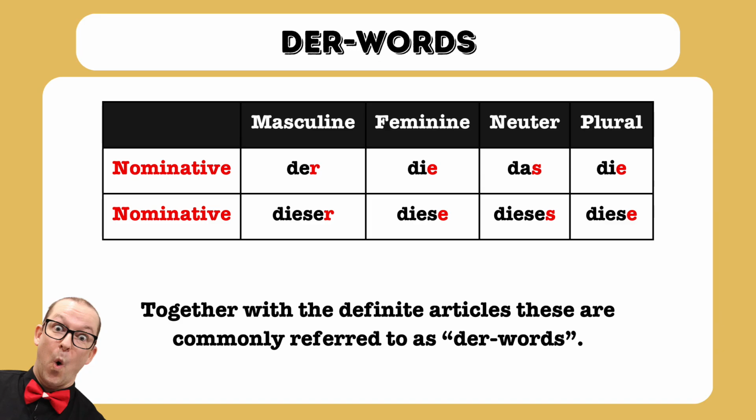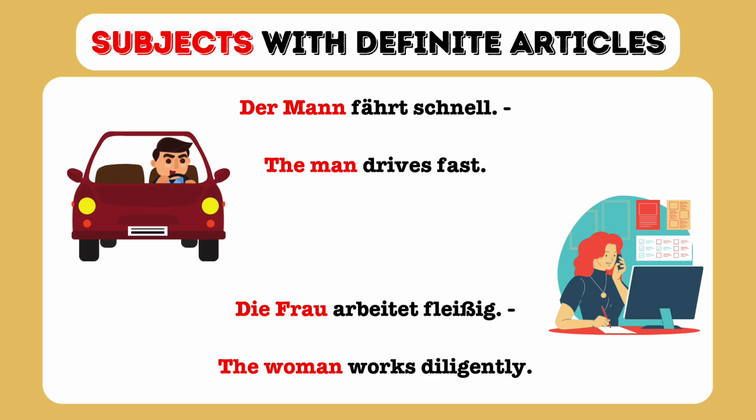When you use these words and the other words that I mentioned before, the definite articles, the words der, die, das, and die, if you combine those with this category of word that I have on the screen now, these are all called der words, which for simplicity's sake is what I'm going to call them throughout the rest of this course. Here are a few examples of these words in subjects of the sentence.